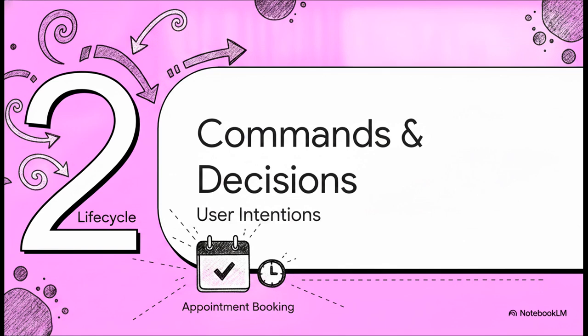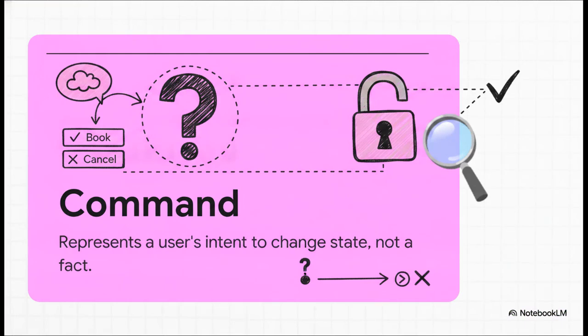Moving to part 2, commands, making the decision. This is where user intentions enter our domain. For today's explainer, let's pretend we're building an appointment booking system. Think of a command simply as an object that represents a user's intent. It's what the user wants to do. It's always named as an imperative action, like book appointment or reschedule appointment.